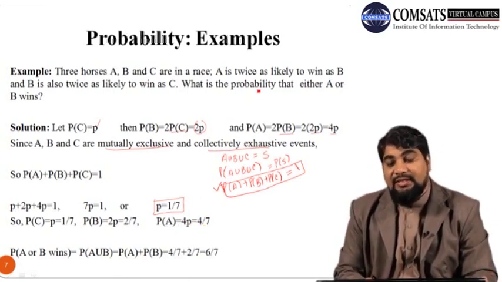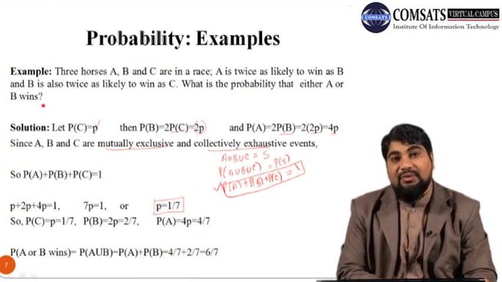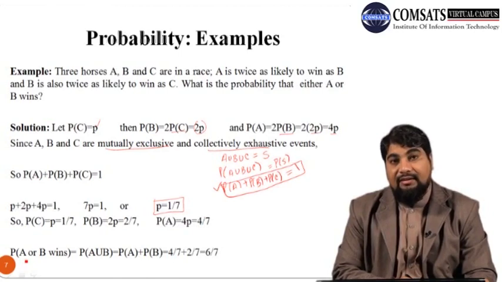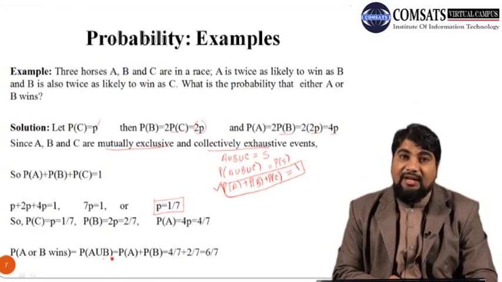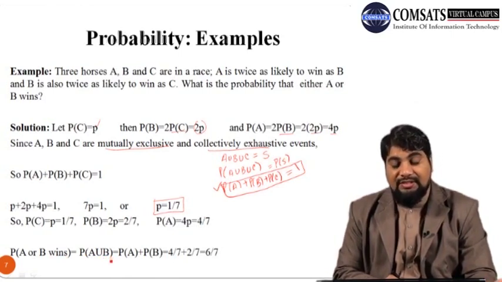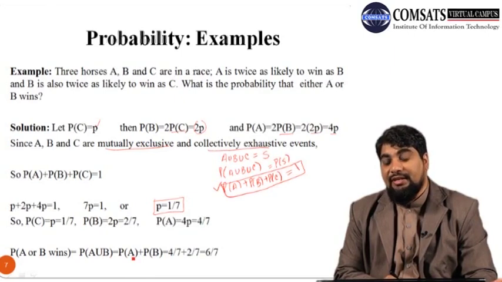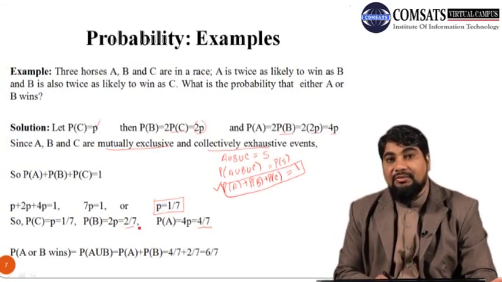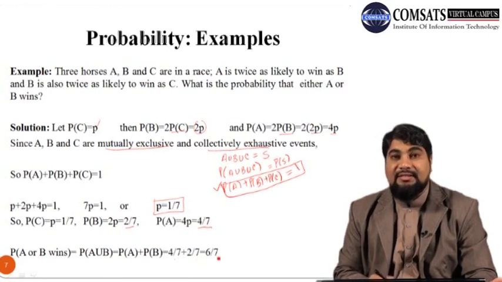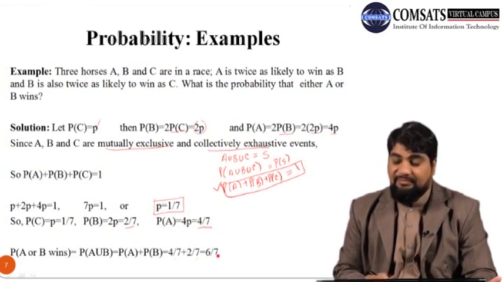Now the question is, what is the probability that either A or B wins? So A or B wins means probability of A union B. Since they are mutually exclusive, this is equal to probability of A plus probability of B. Probability of A is 4 by 7 and probability of B is 2 over 7. So 4 by 7 plus 2 over 7 is 6 over 7.